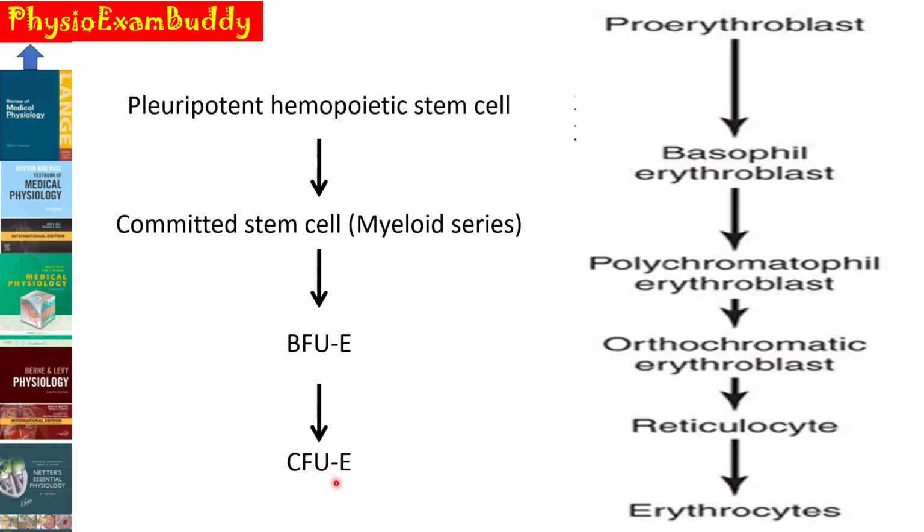From the colony forming unit erythrocyte arises the proerythroblast, from there into basophil erythroblast, then polychromatophil erythroblast, next orthochromatic erythroblast, which is converted into reticulocyte, and finally it will mature into an erythrocyte. So this is in short the stages of erythropoiesis. Now we will see in detail about each stage of this erythropoiesis.